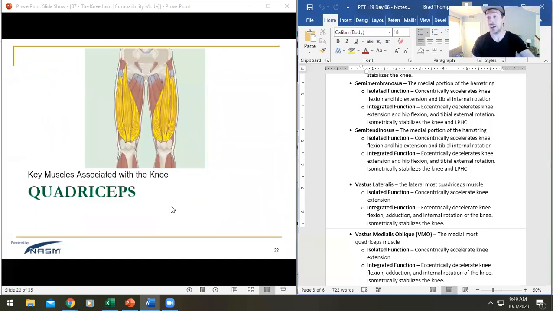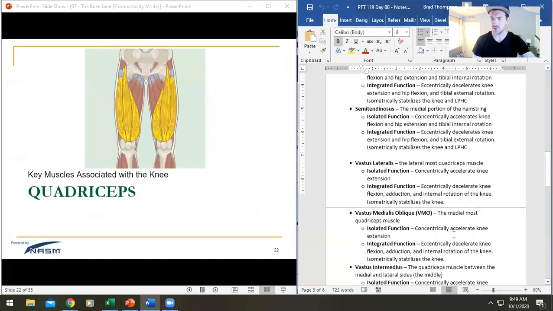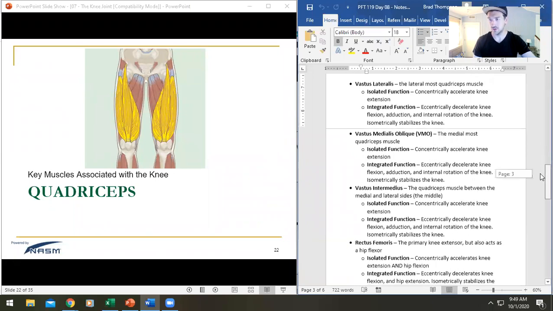Yeah, those are your hamstring muscles. Any questions on the hamstrings before we go to the quads? We're going to the quad.